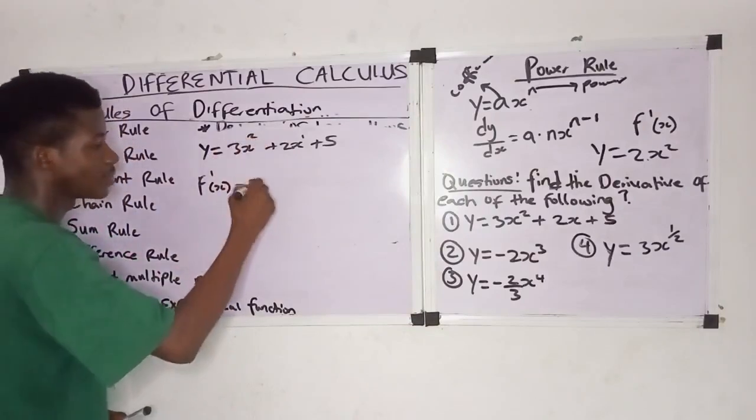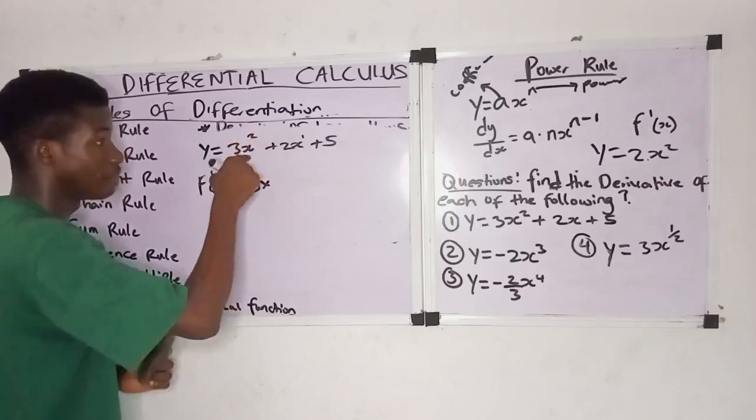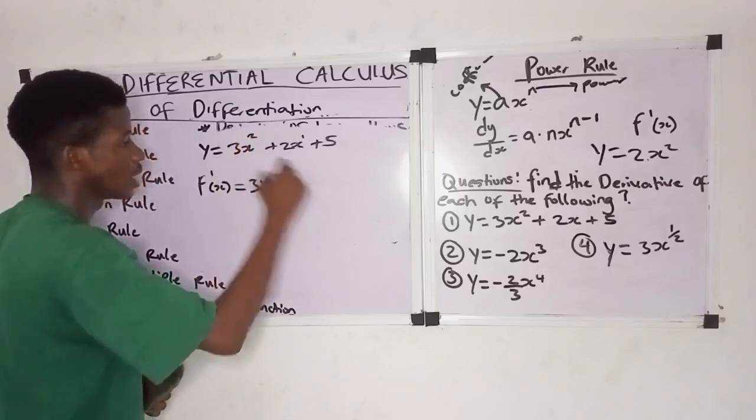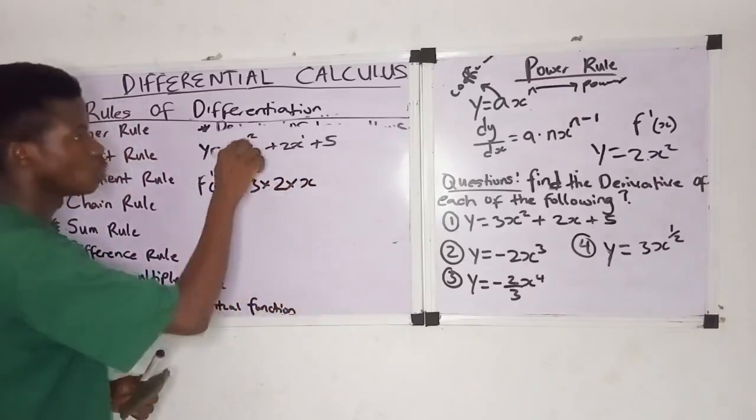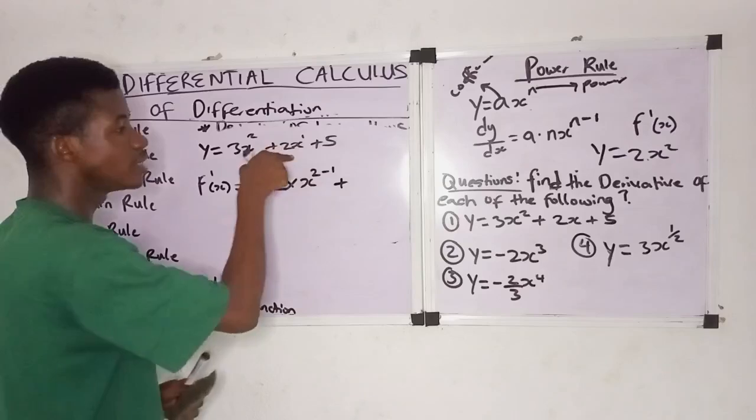The power, right? So 3 times the variable. We multiply the variable by the power. So 2, which is the power, times what? The variable, right? So what I'm going to do next, we subtract 1 from the power. Yes, so 2 minus 1, right? Then plus, we do the same thing here.